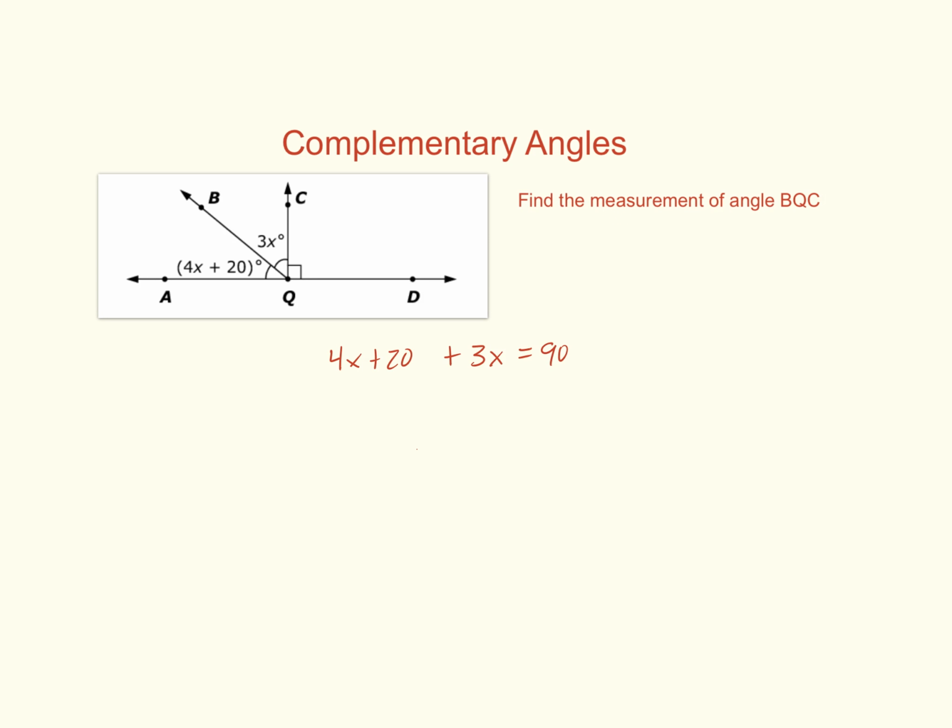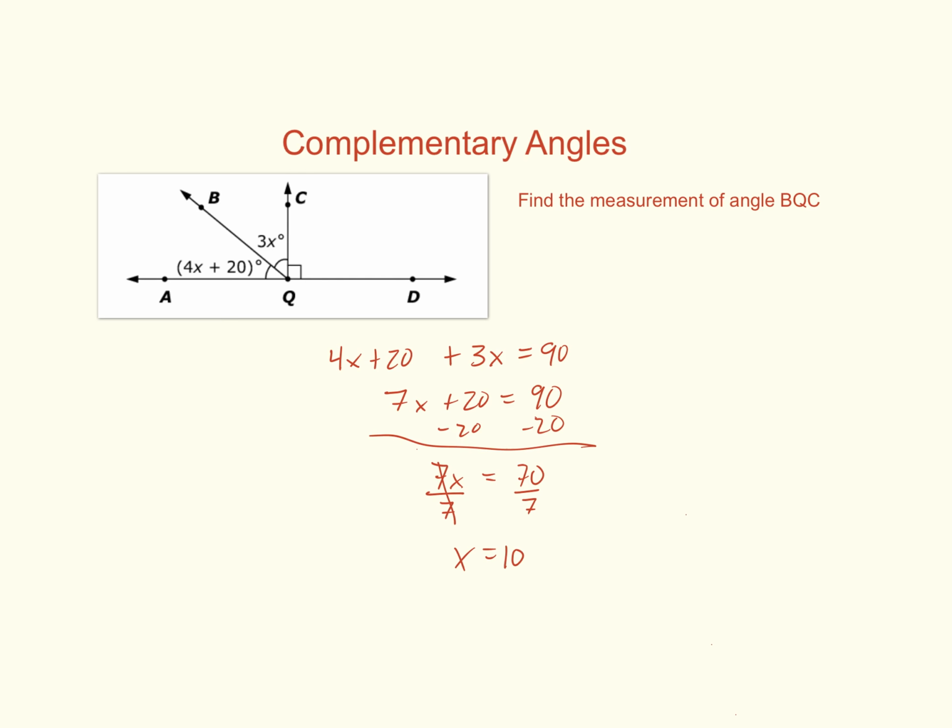So now we're going to combine like terms. We have a variable, a constant, and a variable. So we are going to use the commutative property to add these two. So 4x and 3x gives us 7x plus 20, which is equal to 90. We are going to subtract 20 from both sides to isolate the variable. And now we get 7x equals 70 degrees. We're going to divide by 7, and now we get x equals 10.